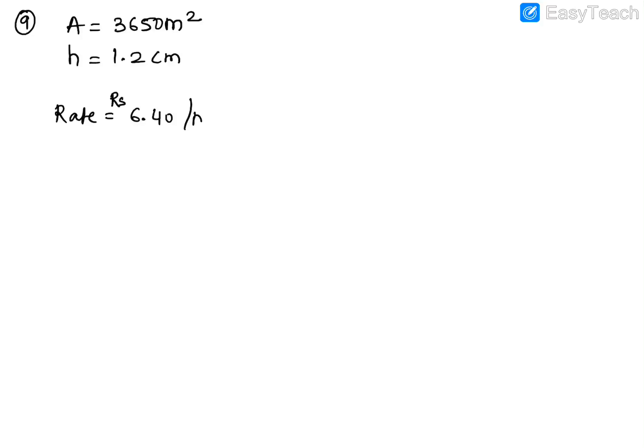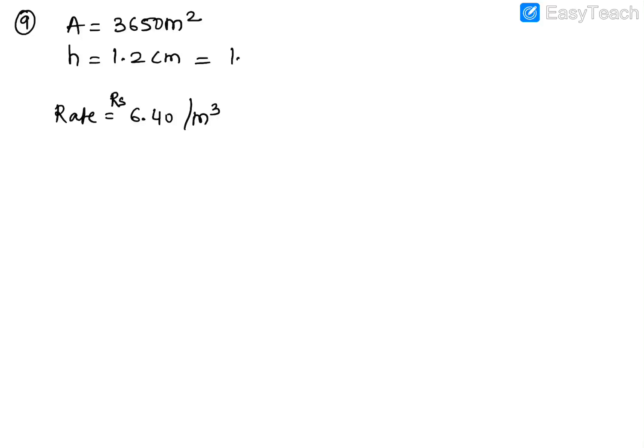In problem number 9, you're given that the area of a playground is 3650 meters squared. So area is equal to 3650 meters squared. Find the cost of covering it with gravel 1.2 centimeter deep. So height is equal to 1.2 centimeter deep. If the gravel costs rupees 6.40 per cubic meter, so the rate of the gravel is rupees 6.40 per meter cube.